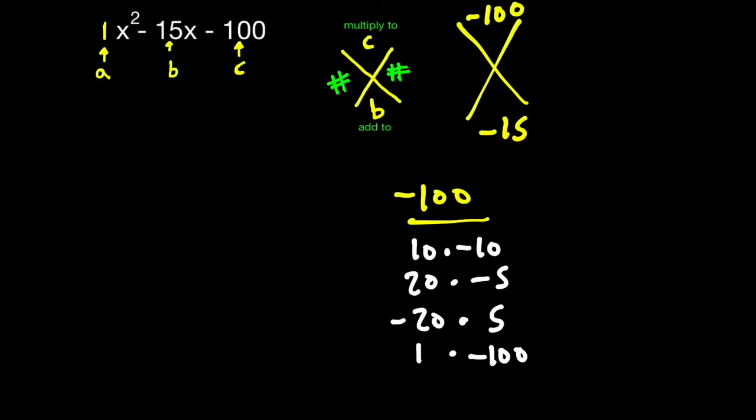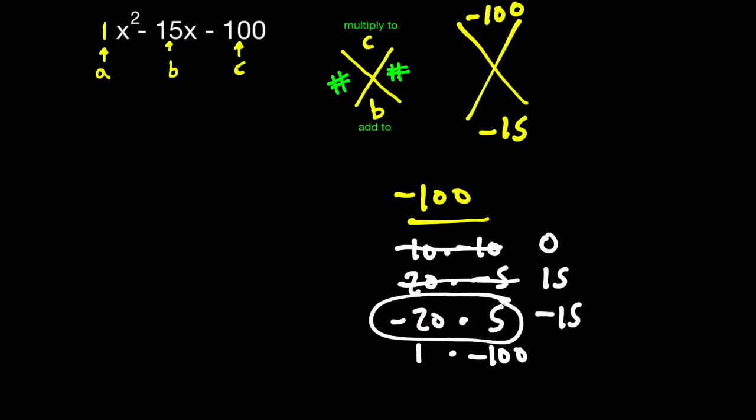So here, 10 plus negative 10 gives me 0, so this one does not work. 20 plus negative 5 gives me a positive 15, but I need a negative 15. The negative 20 plus the 5 gives me negative 15, and this is the pair that I need. Negative 20 multiplied by 5 gives me the negative 100, but if I add them, I get the negative 15. Hence, I can rewrite this trinomial as the expression of two binomials, x minus 20 multiplied by x plus 5.